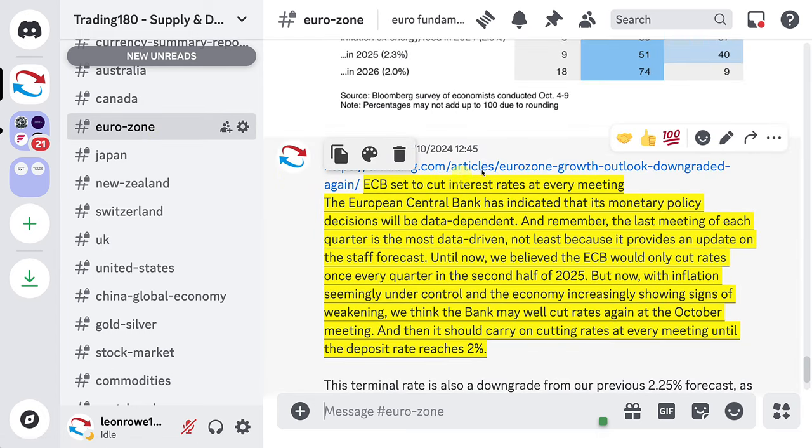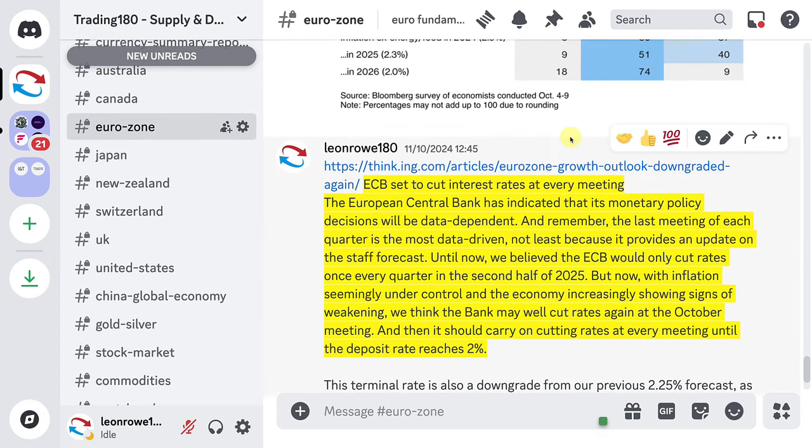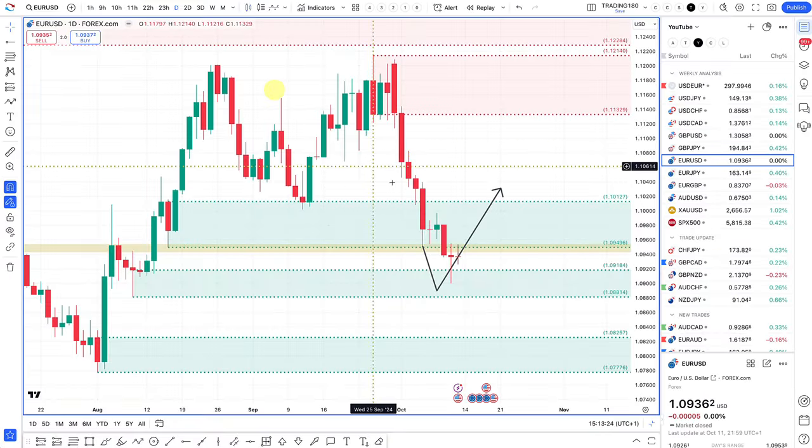So it says here that the ECB is set to cut interest rates at every meeting. The European Central Bank has indicated that its monetary policy decisions will be data dependent. And remember, the last meeting of each quarter is the most data driven, not least because it provides an update on the staff forecasts. Until now, we believed the ECB would only cut rates once every quarter in the second half of 2025. But now, with inflation seemingly under control and the economy increasingly showing signs of weakening, we think the bank may well cut rates again at the October meeting, and then carry on cutting rates at every meeting until the deposit rate reaches 2%. So more cuts basically for the euro, more than was previously priced in.